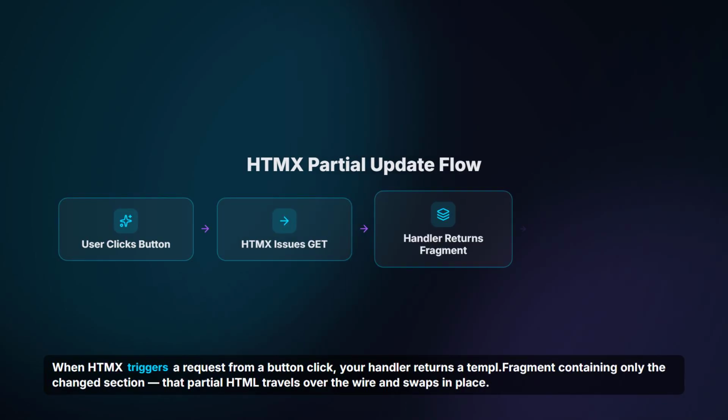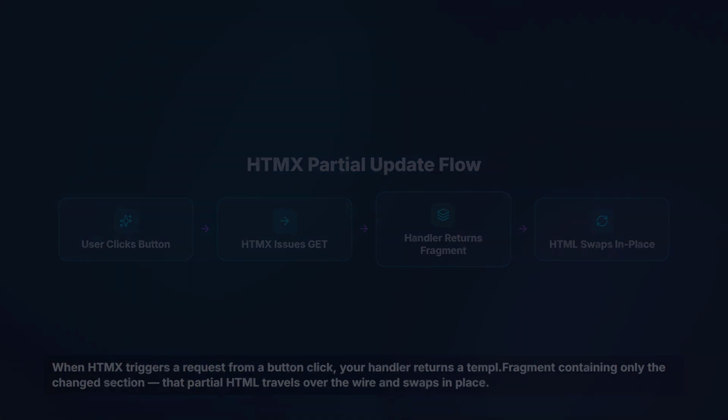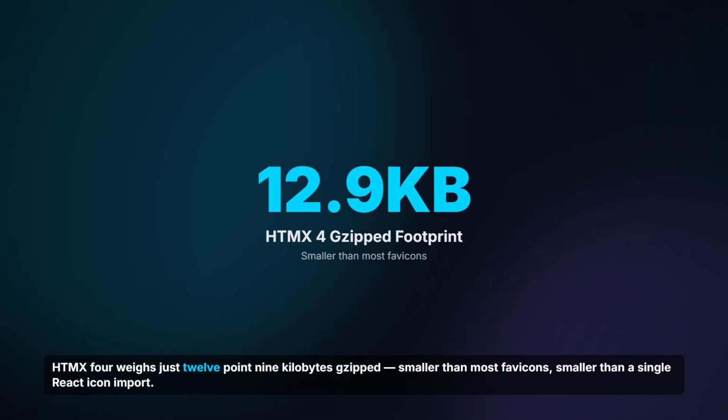When HTMX triggers a request from a button click, your handler returns a Templ fragment containing only the changed section. That partial HTML travels over the wire and swaps in place. HTMX 4 weighs just 12.9 kilobytes gzipped, smaller than most favicons, smaller than a single React icon import.